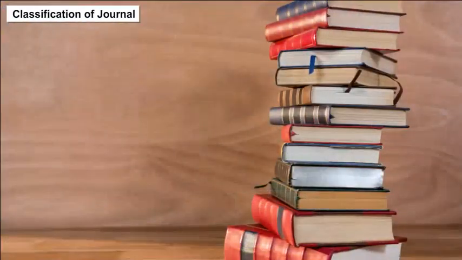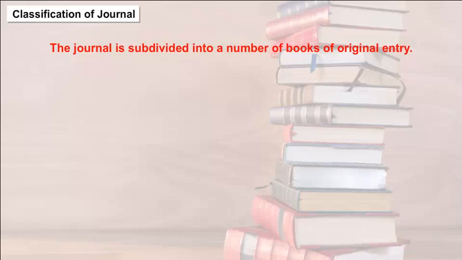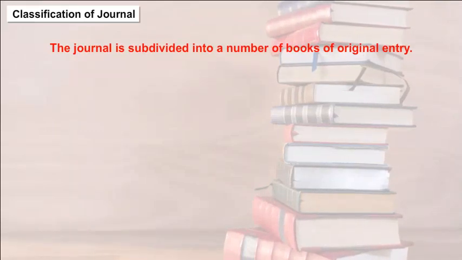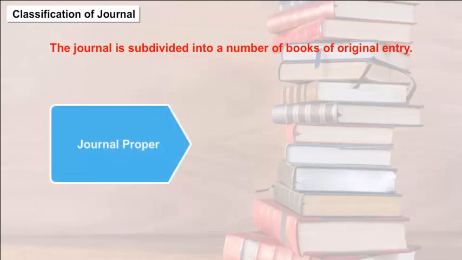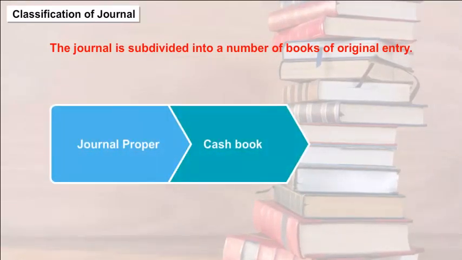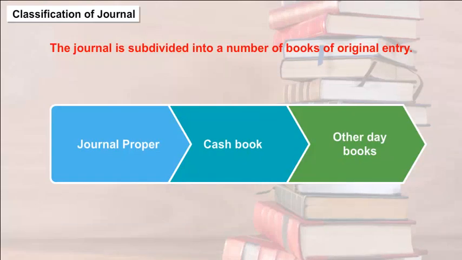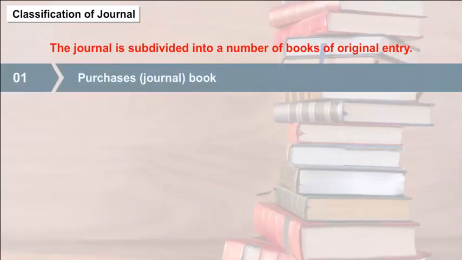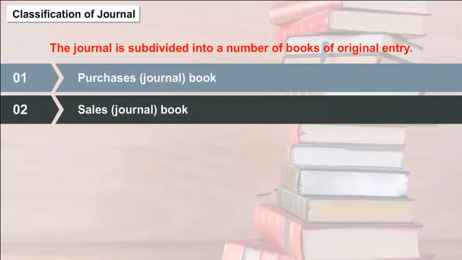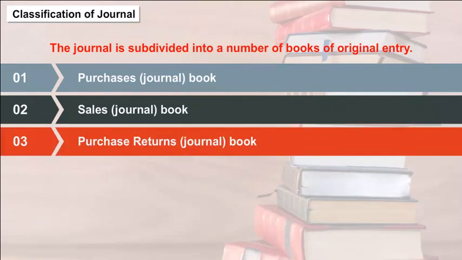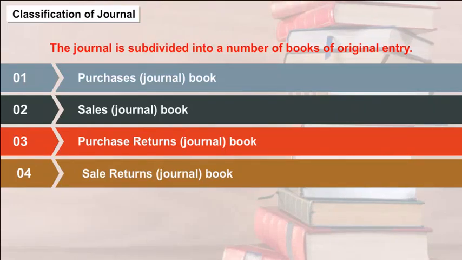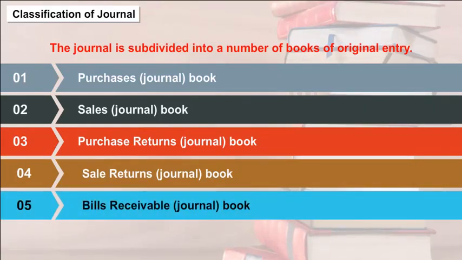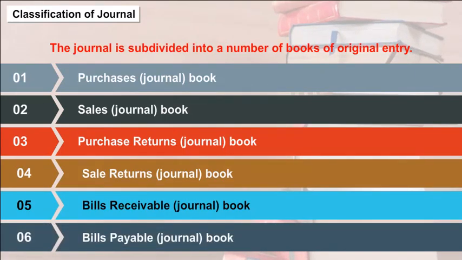Classification of journal. The journal is subdivided into a number of books of original entry. These are A. Journal proper, B. Cash book, C. Other day books: 1. Purchases journal book, 2. Sales journal book, 3. Purchase returns journal book, 4. Sales returns journal book, 5. Bills receivable journal book, 6. Bills payable journal book.